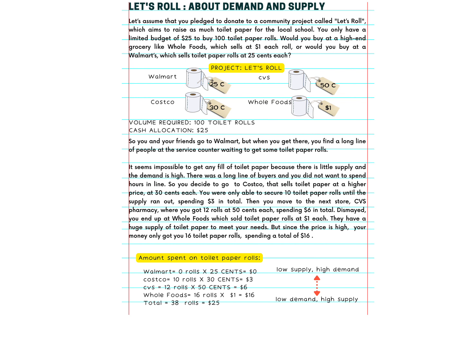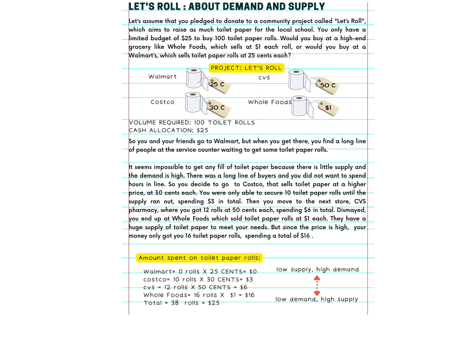So you decide to go to Costco that sells toilet paper at a higher price at 30 cents each. You were only able to secure 10 toilet paper rolls until the supply ran out, spending $3 in total. Then you moved to the next store, CVS Pharmacy, where you got 12 rolls at 50 cents each, spending $6 in total. Dismayed, you end up at Whole Foods, which sold toilet paper rolls at $1 each. They have a huge supply of toilet paper to meet your needs, but since the price is high, your money only got you 16 toilet paper rolls, spending a total of $16.